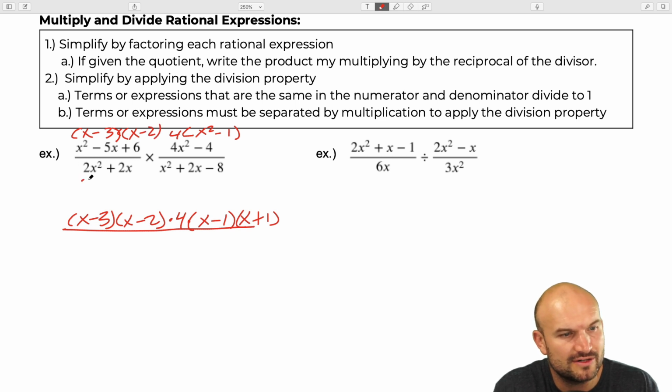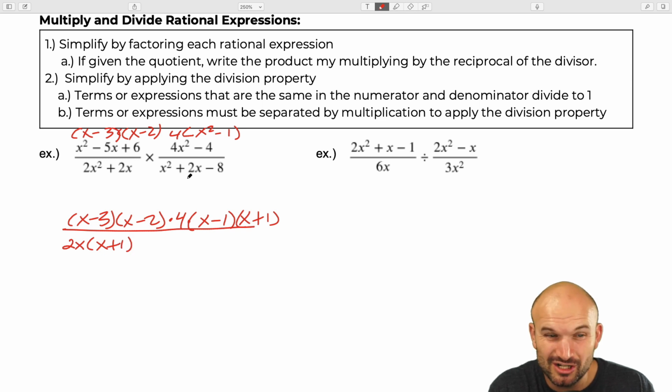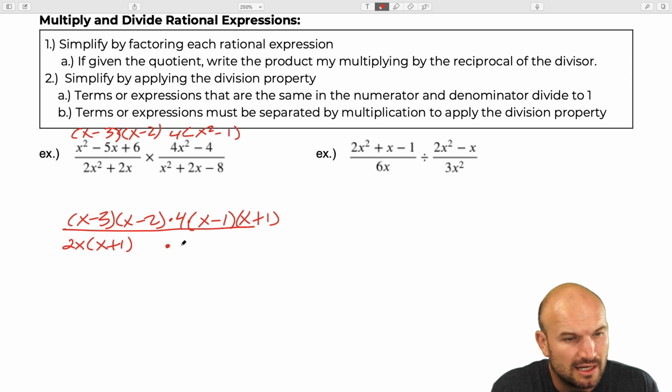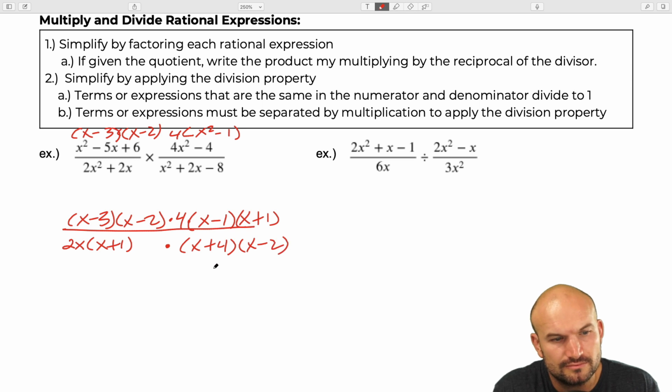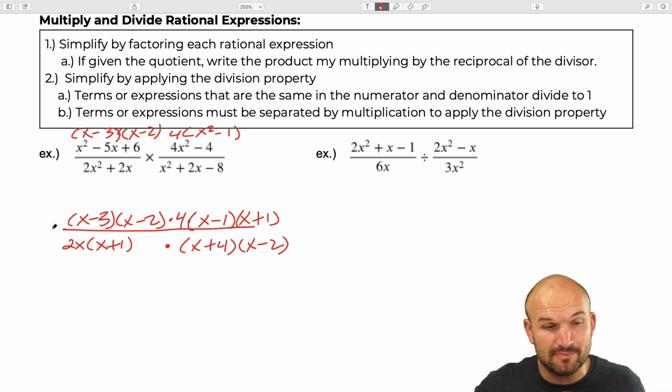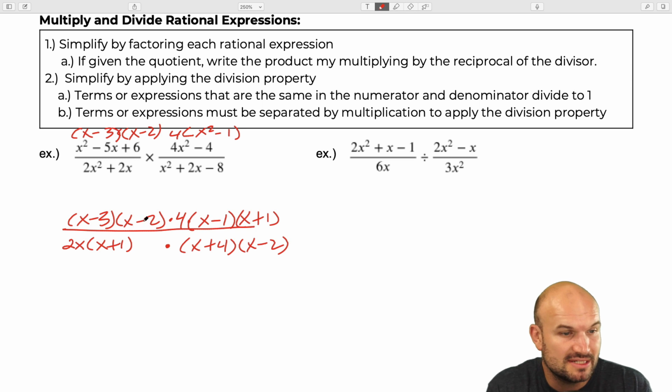Okay, here you can factor out a 2. That would leave you with, you can factor out a 2x. So if you factor out a 2x, that would leave you with x plus 1. And then here you could factor this to be x plus 4, and then times x minus 2. Right? So you can see how everything's separated by multiplication. So now it just comes into the game of what can we divide out?